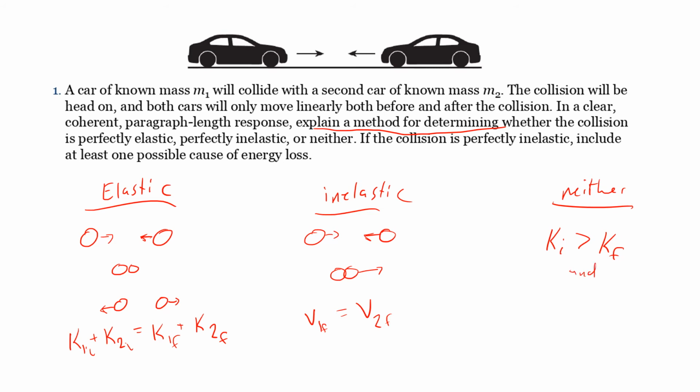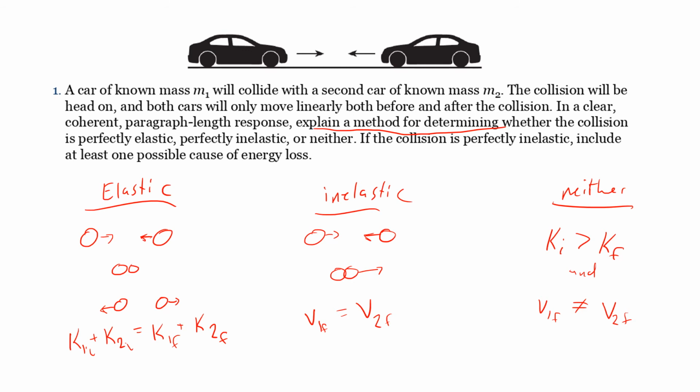And the velocity of 1 final is not equal to the velocity of 2 final. So it'd be both of these situations. So it's not perfectly inelastic, and it's not perfectly elastic. It's just something else, anything in between. It could be 99% inelastic, it could be 99% elastic, or anywhere, or 50-50. All right, so you would explain that in a paragraph, hopefully. But this is the kind of stuff they're looking for.